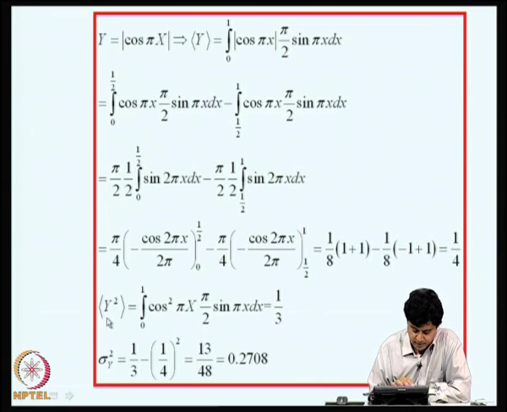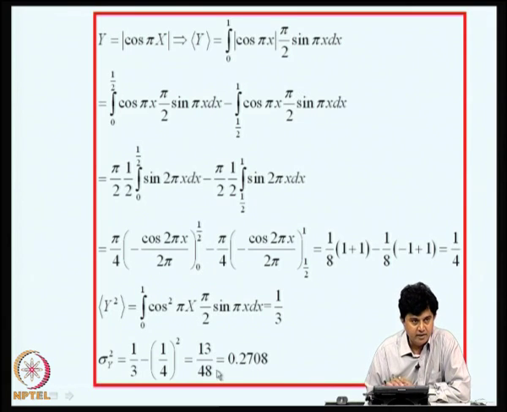Now, how about the mean square value? This is the integral from 0 to 1 of cos square pi x p of x dx, and this is the same as the expected value of y square that we obtained in the previous example, that is 1 by 3. So, from this I can get the variance to be the mean square value minus the square of the mean, and that turns out to be this number, 13 by 48.